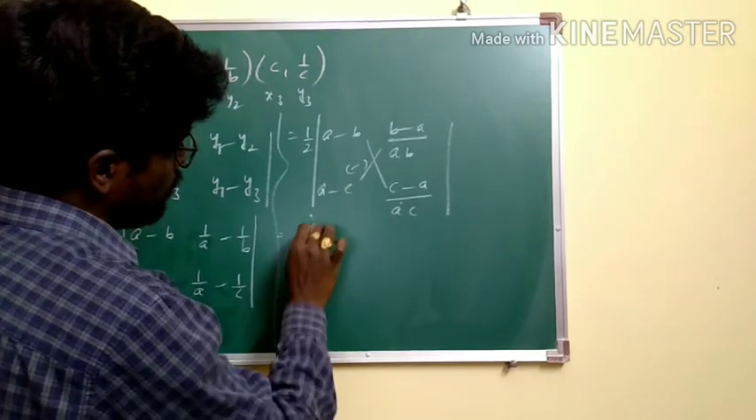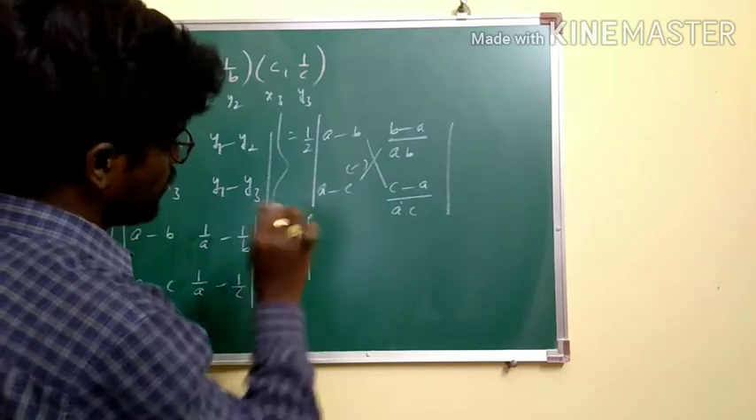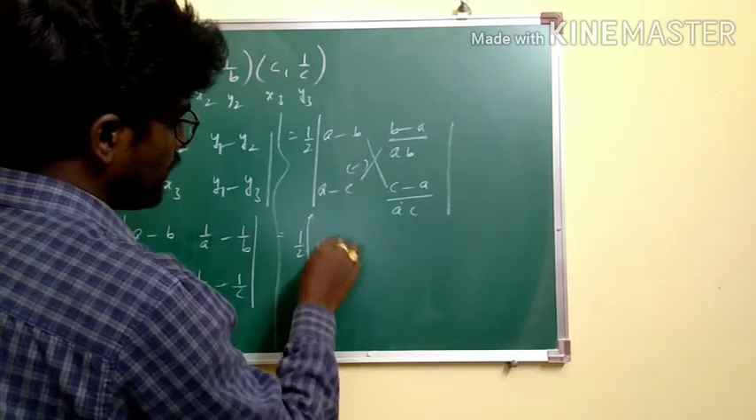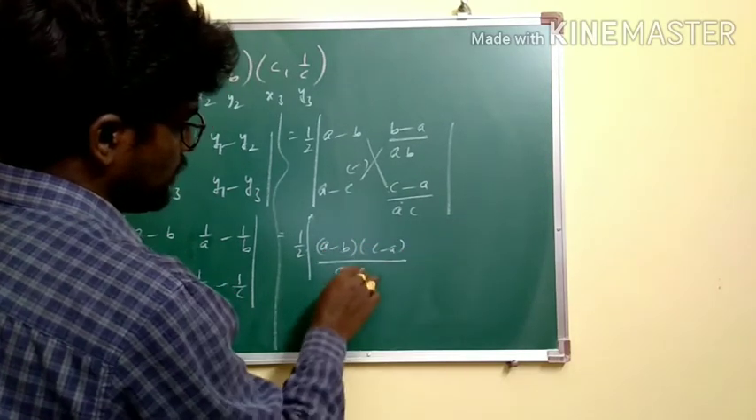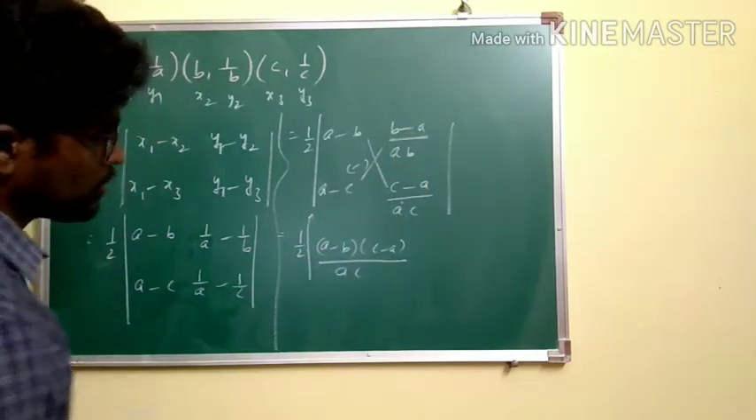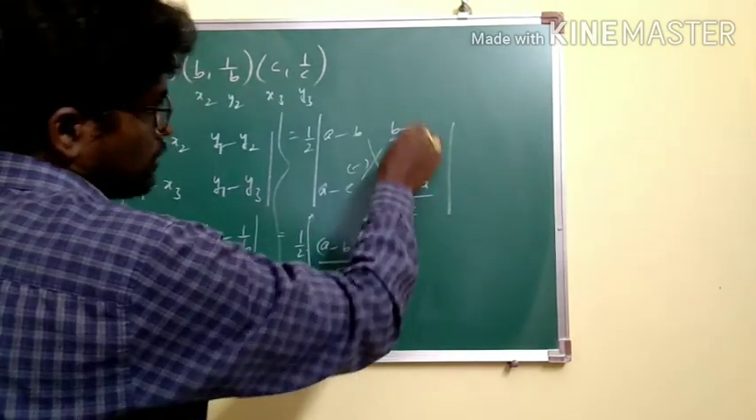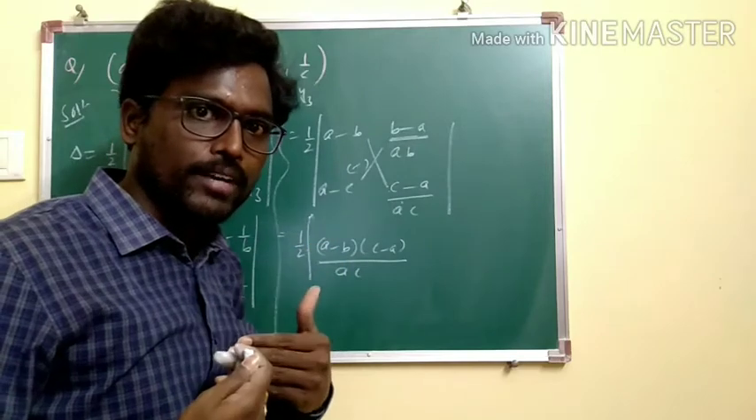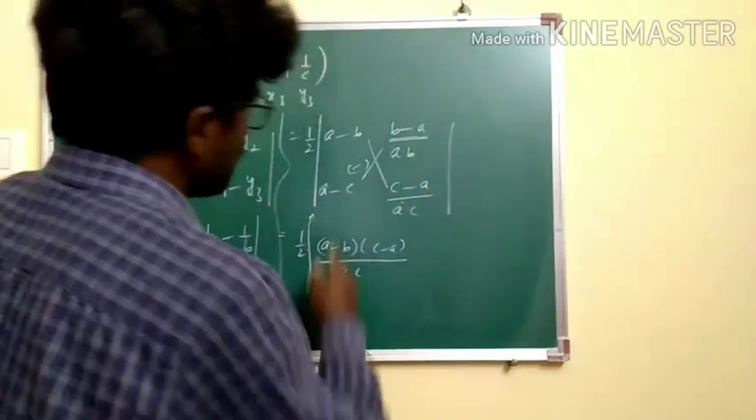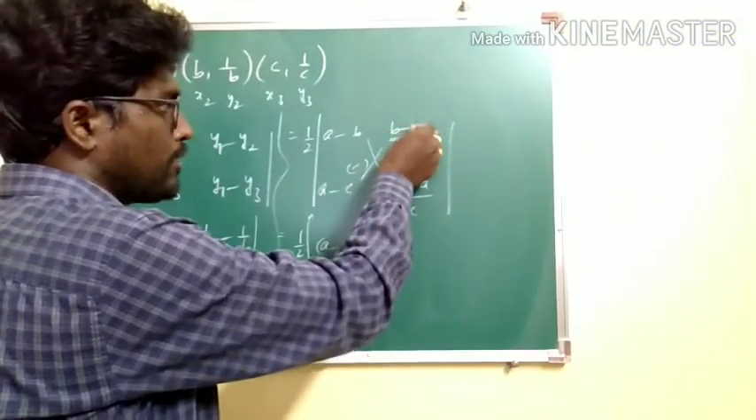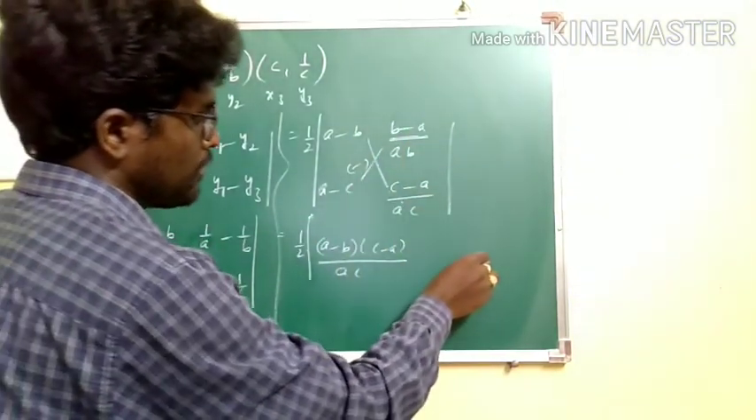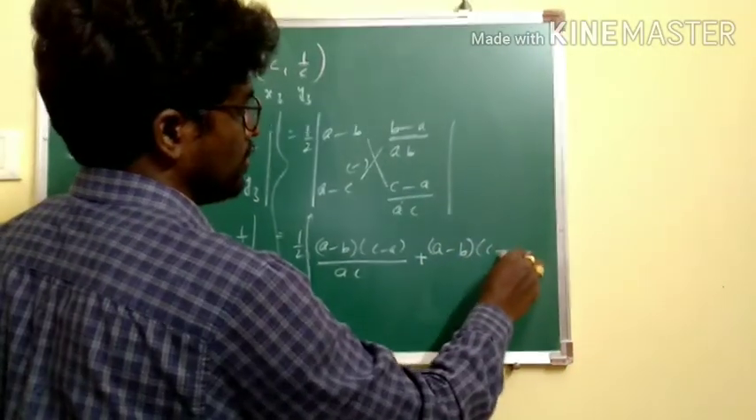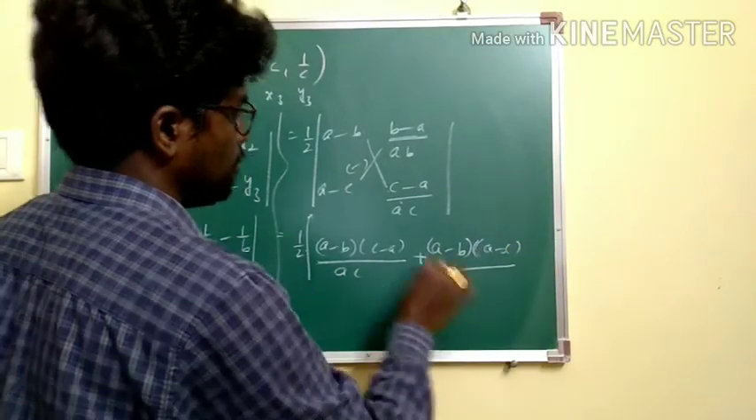Half. Otherwise we can write in the determinant format only, not an issue. Cross product: a minus b into c minus a by ac. This side minus we are getting. So what shall we do? This term also we will write as a minus b, by taking minus common factor. Here we have b minus a, taking the minus common factor, so that I am writing b minus a. So here we have 1 minus, and taking minus common factor, here already we are multiplying by minus, so minus and minus becomes plus. A minus b into a minus c by ab.